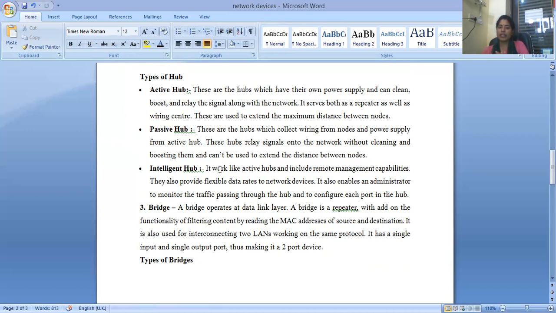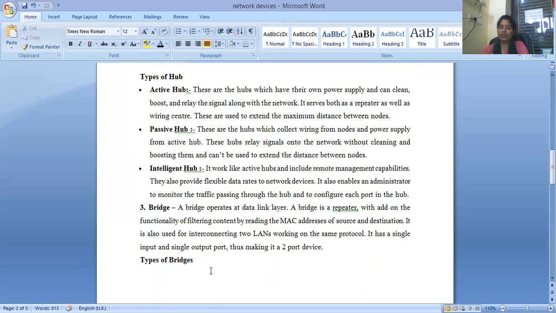It also enables an administrator to monitor the traffic passing through the hub and to configure each port in the hub. Now, if you talk about the bridge, the bridge operates at the data link layer. A bridge is a repeater that also adds the functionality of filtering content by reading the MAC address of source and destination.